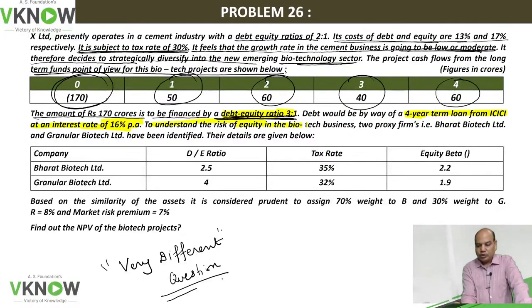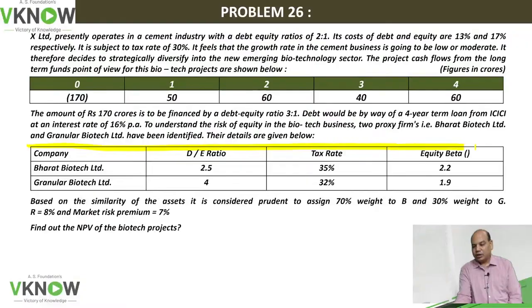To understand the risk of equity in biotech business, that means to find cost of equity, two proxy firms, Bharat Biotech and Granular Biotech Limited, have been identified. The details are given below. Name of the company, debt equity ratio, tax rate and their equity beta. Bharat Biotech Limited, debt equity ratio 2.5, tax rate 35, equity beta 2.2, Granular 4, 32, 1.9. So these two firms are representative of the industry.